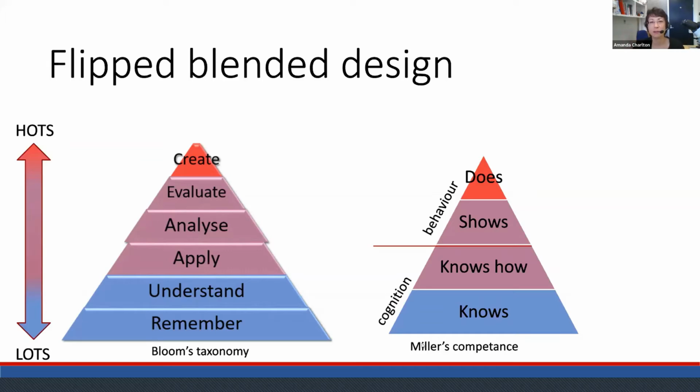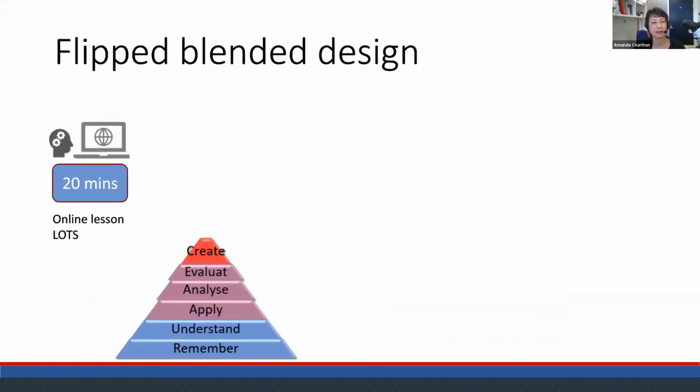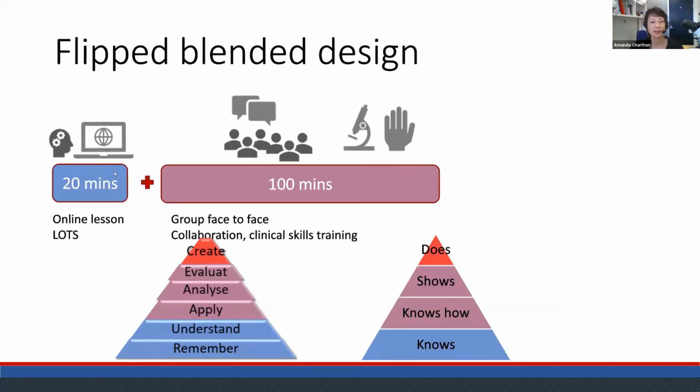And of course, you'll know Miller's clinical competency pyramid as well. So the knows, the blue part, would also be dealt with in the online pre-work lesson. And this is what the lesson design looks like. I'd have a 20 minute duration lesson where they would do it online. And then they'd come to the laboratory and we'd have 100 minutes where we'd do the hands-on dissection, microscopy, you know, doing stuff and discuss higher order thinking skills, collaboration, clinical skills training.